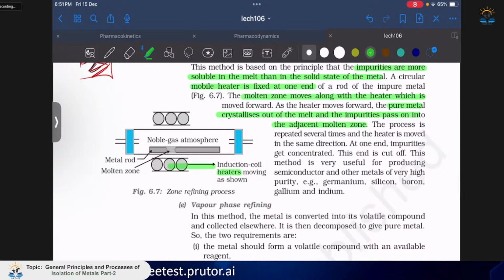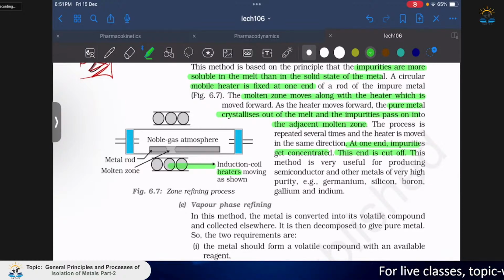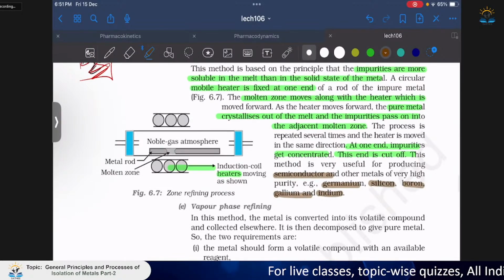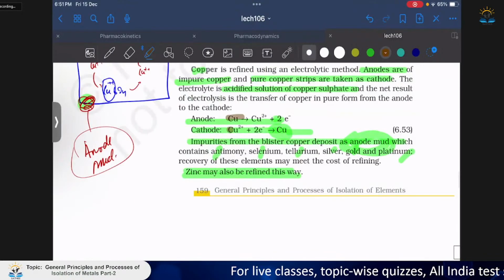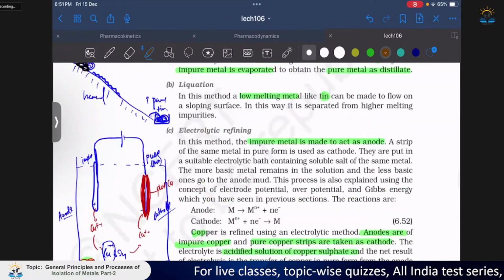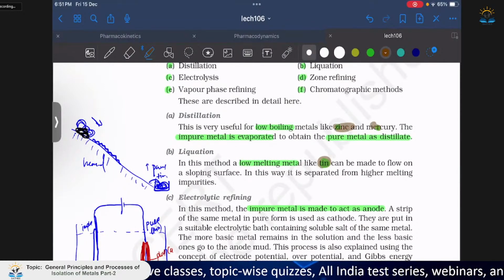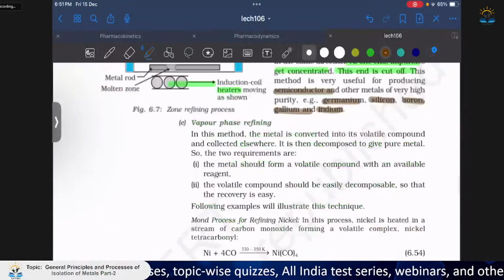This process is repeated several times. The heater is moved in the same direction. At one end, impurities get concentrated. This end is cut off. This is useful for producing very high purity metals for the purpose of semiconductors. So examples they will ask: germanium, silicon, boron, gallium, indium are refined this way. Copper and zinc are refined by electrolytic refining. Tin is refined by liquefaction. Zinc and mercury are refined by distillation.